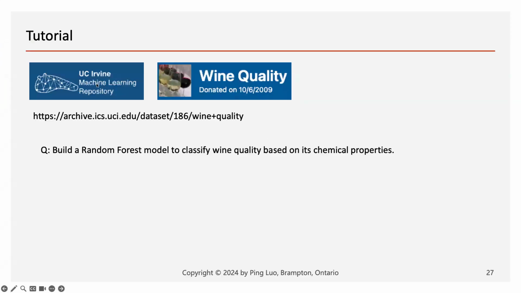This is also another data set, a database from UC Irvine. We have a machine learning repository. So you can download the data set from there and build a random forest model to classify wine quality based on the data set. I will give 15 minutes for everyone to give it a try, and I will then explain how we can do it.